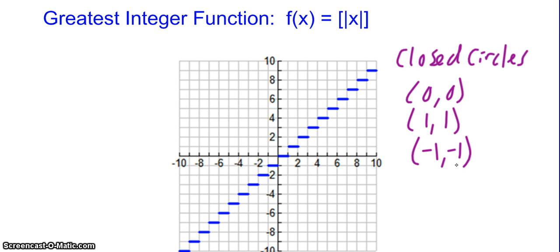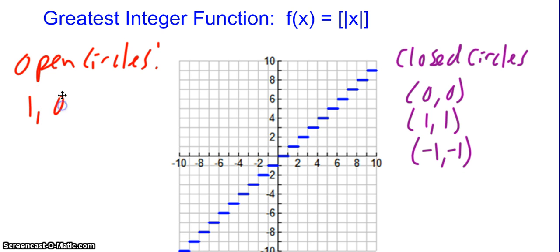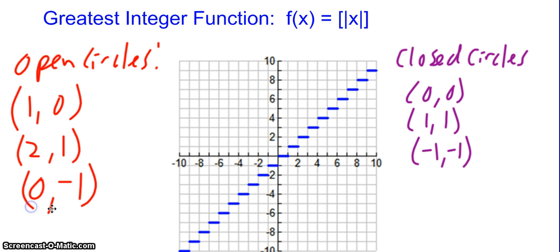And so then there would be open circles at, for example, the point 1, 0, and 2, 1, and 0, negative 1, and so on. So that's where the open circles are versus the closed circles. So the domain is all real numbers.